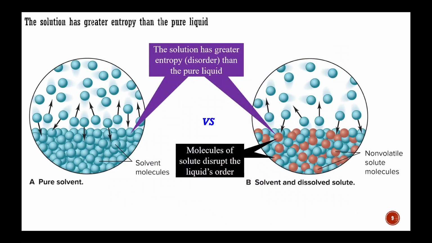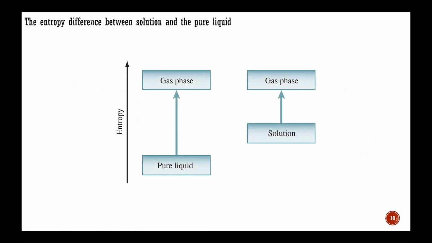As you have seen, when a solute is added to a liquid, the molecules of the solvent are pushed away from each other, disrupting the liquid's order. As a result, the solution has greater entropy than the pure liquid. Because the difference in entropy between the solution and the gas phase is smaller than that between the pure liquid and the gas phase, there's a decreased tendency for molecules to leave the solution and enter the gas phase, resulting in a lower vapor pressure exerted by the solvent. This qualitative explanation of vapor pressure lowering can be illustrated by the following figure.